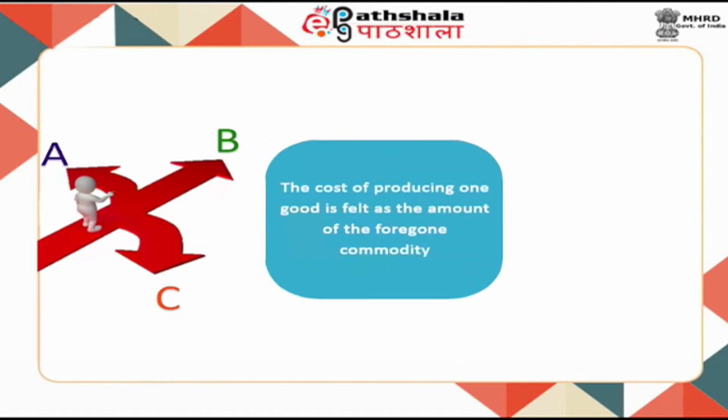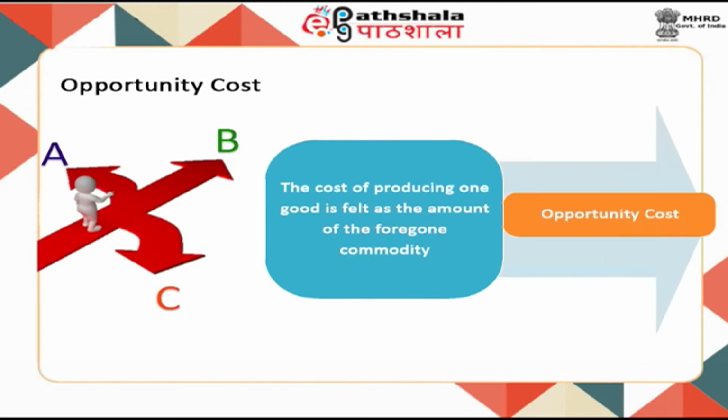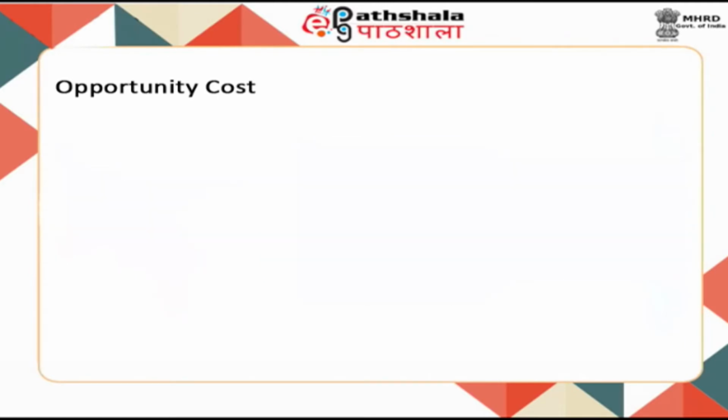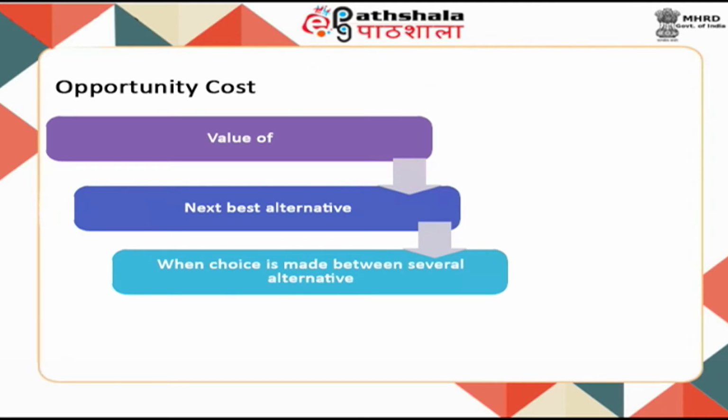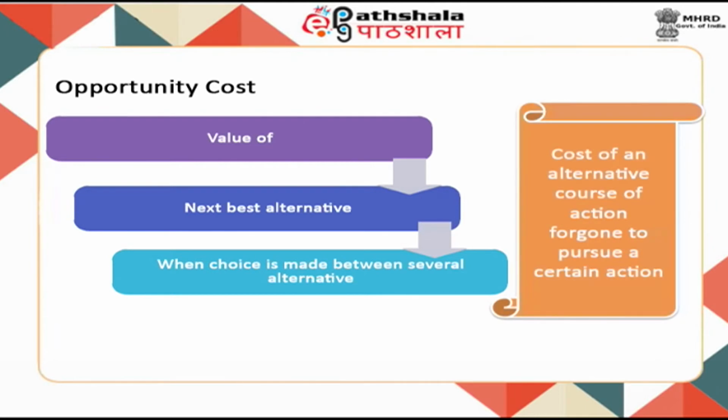The cost of producing one good is felt as the amount of the foregone commodity. Economists use the term opportunity cost to explain the same phenomenon. Opportunity cost can be defined as the value of the next best alternative foregone whenever a choice or a decision is made between several possible alternatives with the given set of resources. In other words, it is the cost of an alternative course of action that is foregone to pursue a certain action.